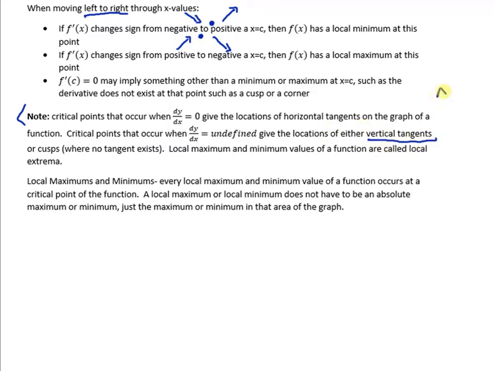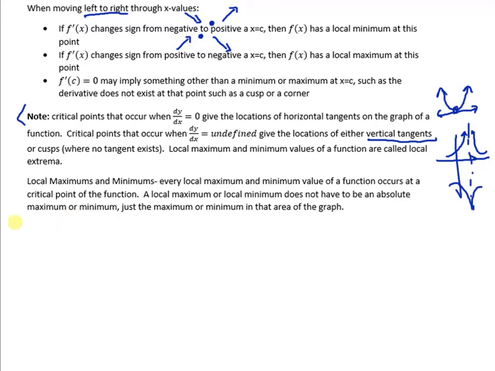So again, if it's a turnaround point, there's going to be a horizontal tangent. And maybe if we have a function that goes like this, there's either going to be a vertical tangent, or perhaps there's going to be a cusp at that point.